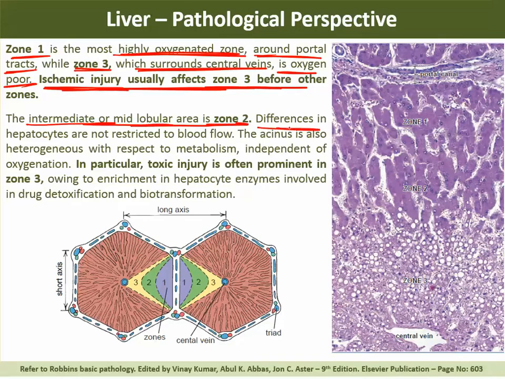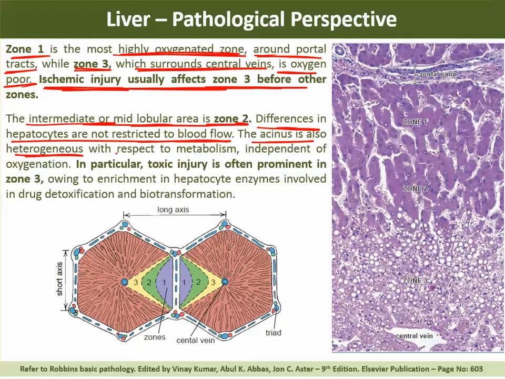The differences in hepatocytes are not restricted to blood flow. The acini are also heterogeneous, which means the nature of the hepatocytes is also different. I will keep on repeating. Understand? Please don't interfere when I am discussing.